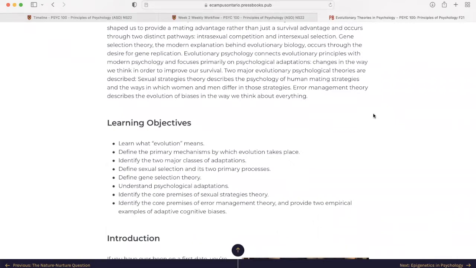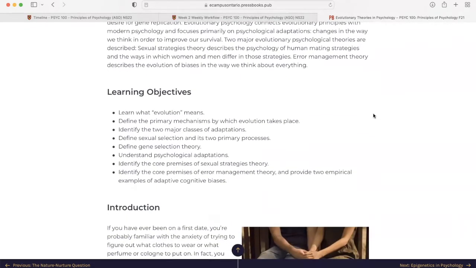The learning objectives for this chapter are: learn what evolution means, define the primary mechanisms by which evolution takes place, identify the two major classes of adaptations, define sexual selection and its two primary processes, define gene selection theory, understand psychological adaptations, identify the core premises of sexual strategies theory, and identify the core premises of error management theory and provide two empirical examples of adaptive cognitive biases.